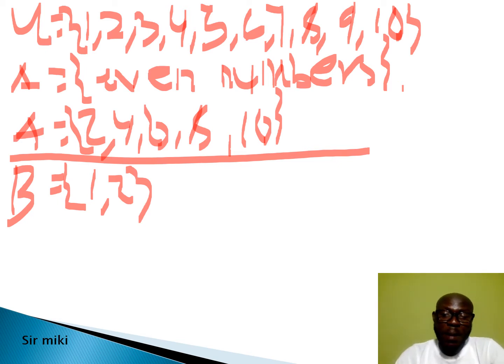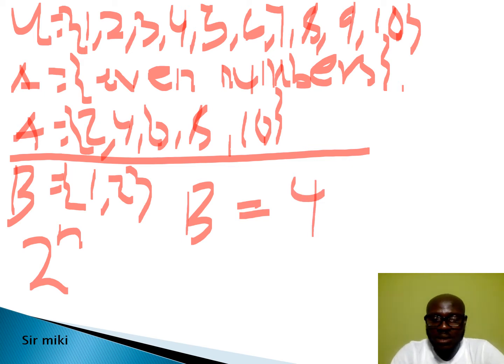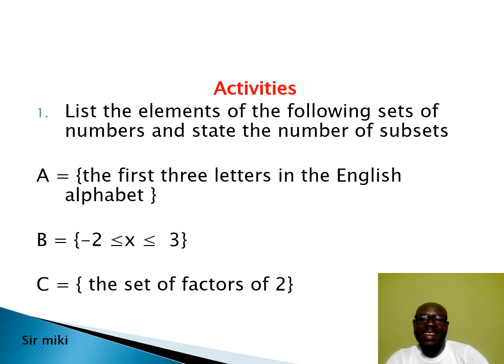So the number of subsets of set B is given by the expression 2 raised to the power n. Now n denotes the number of elements of the set. So we are saying that set B will have 4 subsets. Alright. Good. Now we have activities over here. Let me take you through these activities.